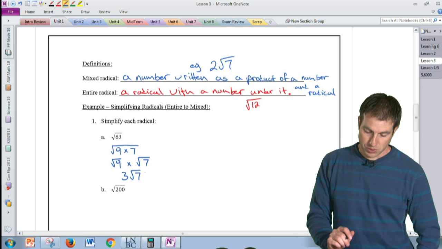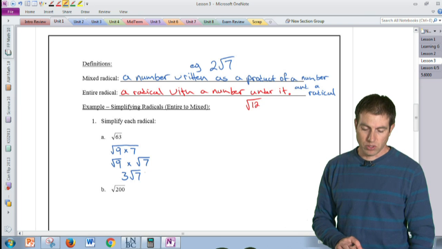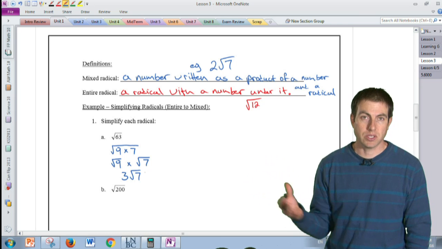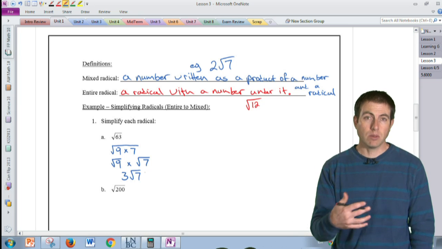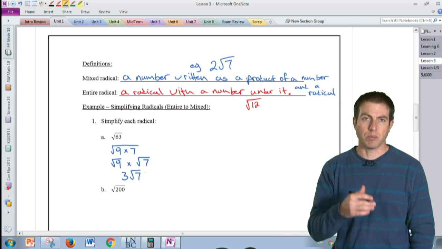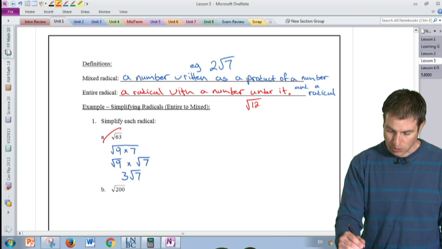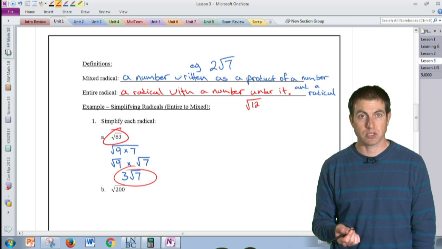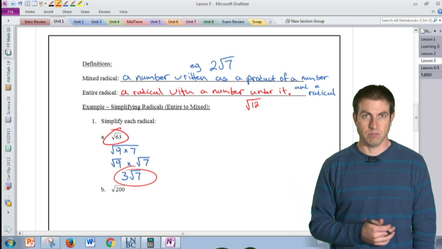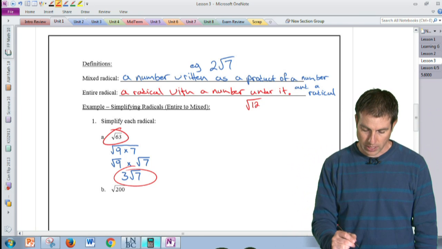Holy cow, Mr. Borden, why would you even bother doing that? Well, it's just to simplify it. I don't know my 63 times tables, but I do know my 7s. So it made everything just a little bit easier by pulling out a perfect square. Now, is the square root of 63 equivalent to 3 times the square root of 7? We should probably check that to make sure that we just didn't make up a bunch of smoke and mirrors and hope that it all worked out in the end.